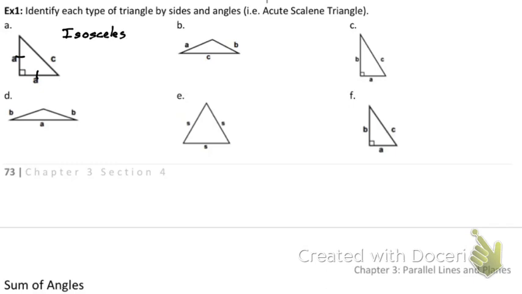And it also has a right angle, so it's going to be an isosceles right triangle, because it asks for both. I need to pull one from the sides category, and I need to pull one from the angles category. All right, B. I think this is yours.